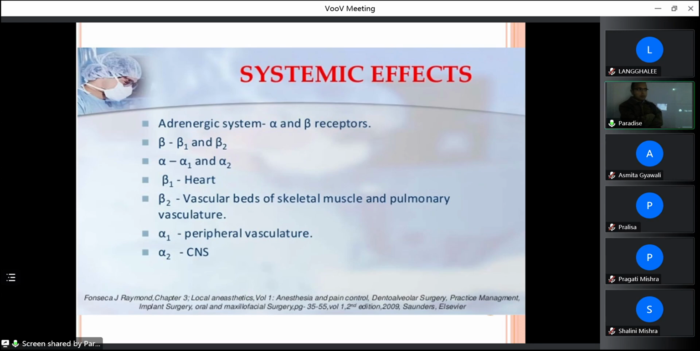Most of you have seen the patient who gets a syncope attack during dental treatment, especially during extraction. What is the mechanism behind that syncope? It's associated with these receptors. Syncope is related to these receptors. That's why I asked you.